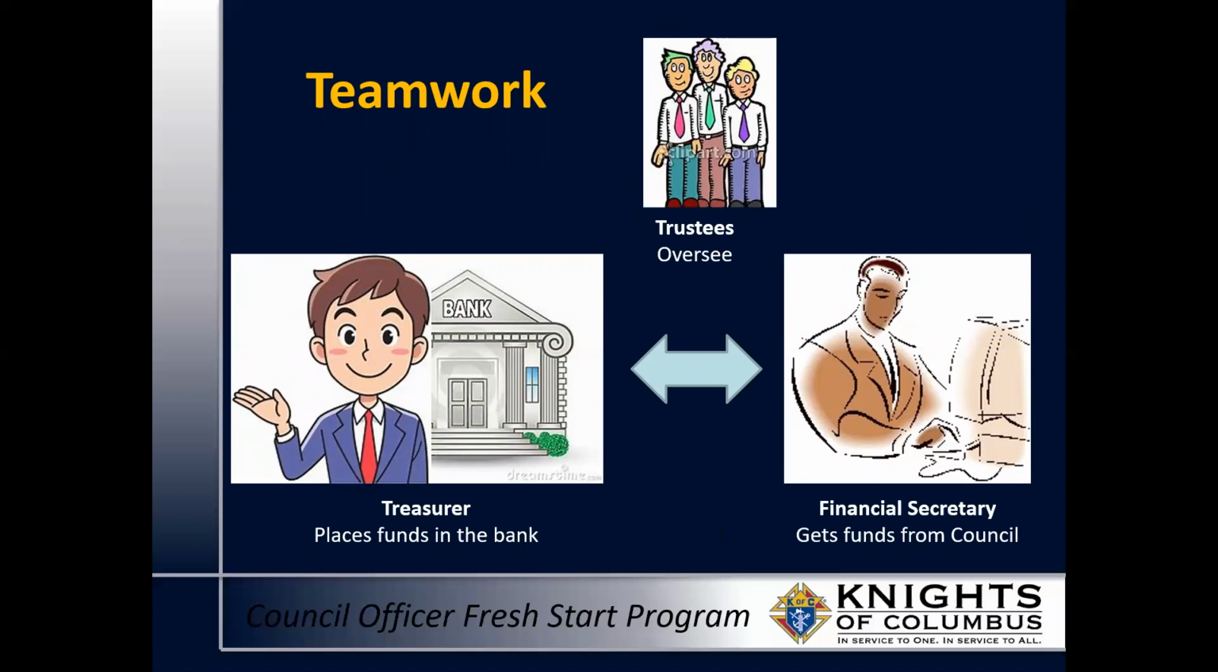Here we have to show how we operate as a team. Teamwork is different responsibilities for each person. The financial secretary controls member management, records, and gets all funds from the council. So the financial secretary is the one that should be receiving all the funds. The treasurer then puts in and takes out money from the bank account through checks and cash. And the trustees have oversight over both of those operations to ensure that both sets of records are in sync. And we'll talk a lot about that too at later slides.